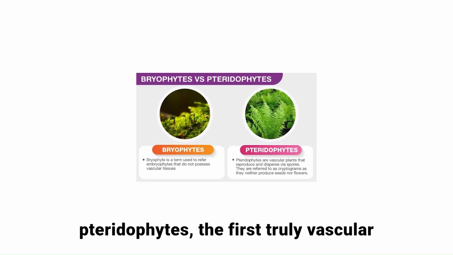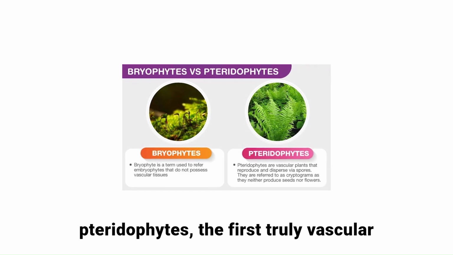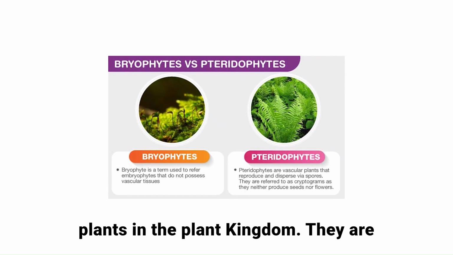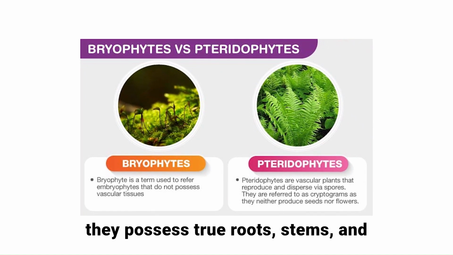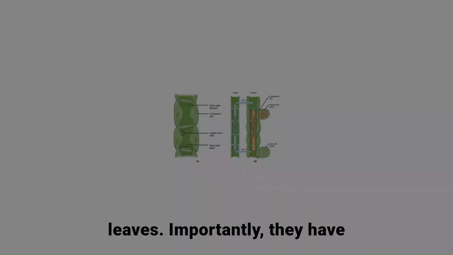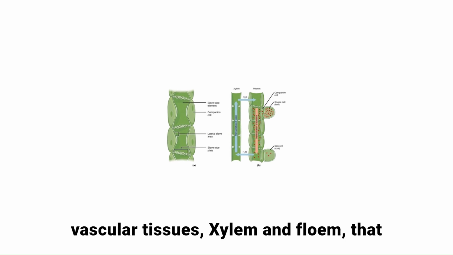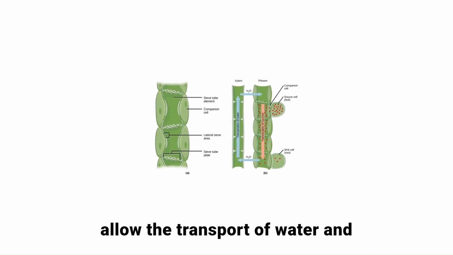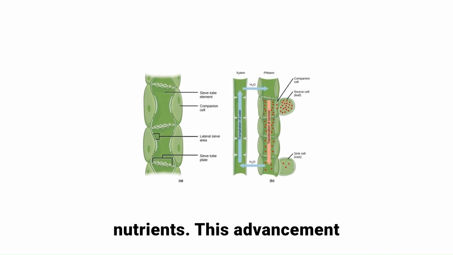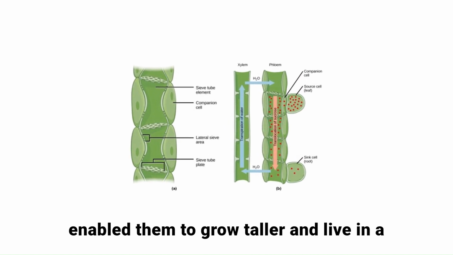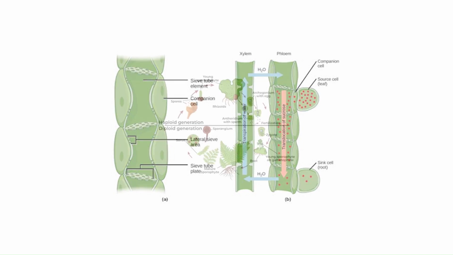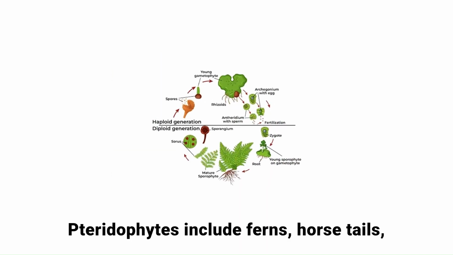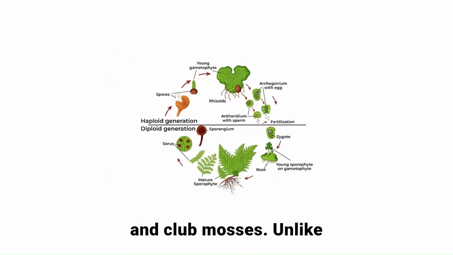Now let's move to pteridophytes, the first truly vascular plants in the plant kingdom. They are more advanced than bryophytes because they possess true roots, stems, and leaves. Importantly, they have vascular tissues, xylem and phloem, that allow the transport of water and nutrients. This advancement enabled them to grow taller and live in a wider range of habitats. Pteridophytes include ferns, horsetails, and club mosses.